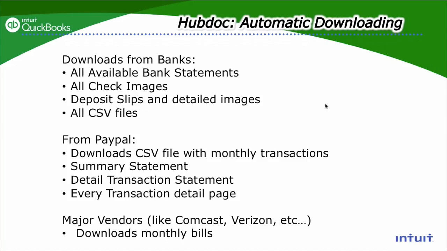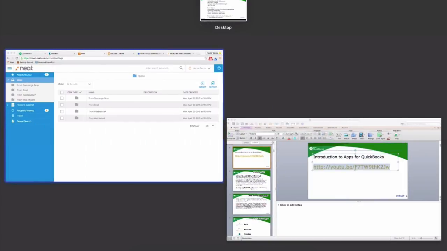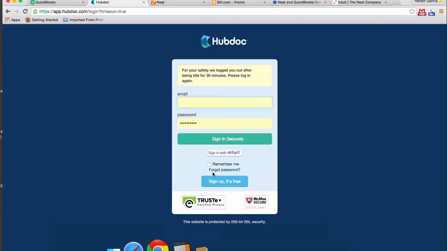This automatic downloading, one of the things that I thought was really cool is PayPal as well. It downloads the CSV file of the monthly transactions, the summary statement, detailed transaction statements, and every single transaction in detail. And I'll show you that. I'm going to jump into the app itself so I can show you that live. So let me sign into Hubdoc there. And this is my own account that I have connected to Hubdoc here.